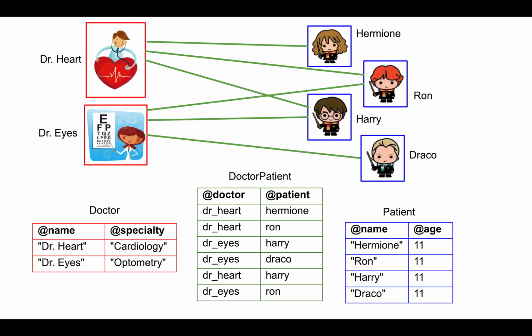So what this means is Harry can have two different doctors. That's fine. We see Harry here twice. One of these doctor-patient instances represents Harry's relationship with Dr. Eyes. And a separate instance is going to represent Harry's relationship with Dr. Hart. So this is what's known as a join table. Literally this table or this class, the only purpose it serves is to join a doctor and a patient.